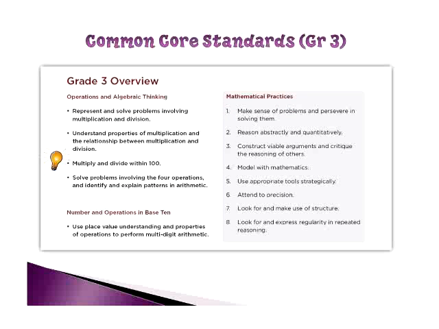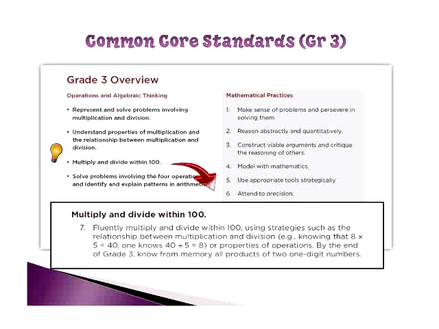In 3rd grade, it specifically says that they need to multiply and divide within 100. And when you break that out in more detail, it says, fluently multiply and divide within 100 using strategies such as the relationship between multiplication and division. And then by the end of 3rd grade, know from memory all products of two one-digit numbers. So it's clearly stated in 3rd grade.